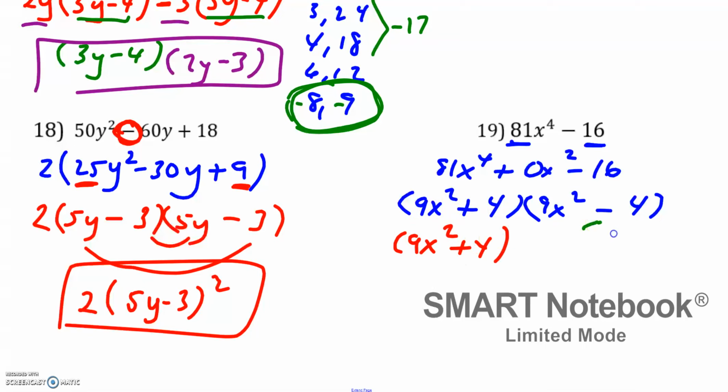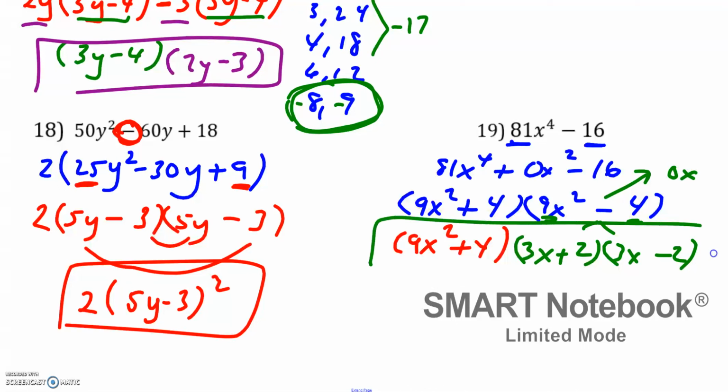However, this piece can continue factoring because I have perfect squares again. And I'll go into why we can factor this one and not this one in just a second. So if I continue factoring this one, it would be 3x times 3x is 9x squared. 2 times 2 is 4. Positive and negative, because again, my middle term is technically 0x. So this would be my final answer for 19.